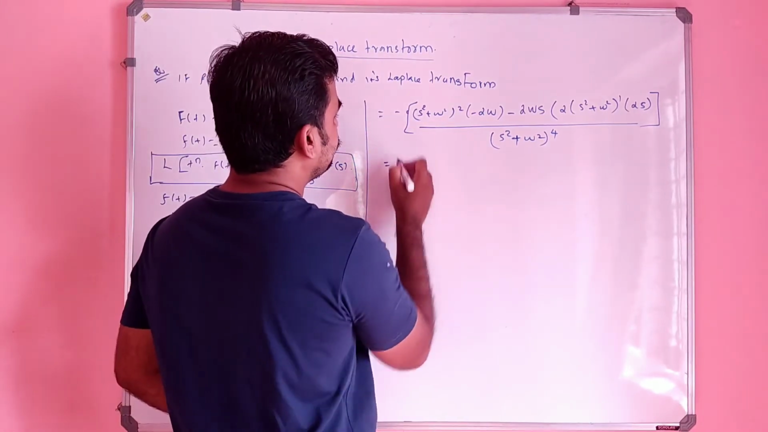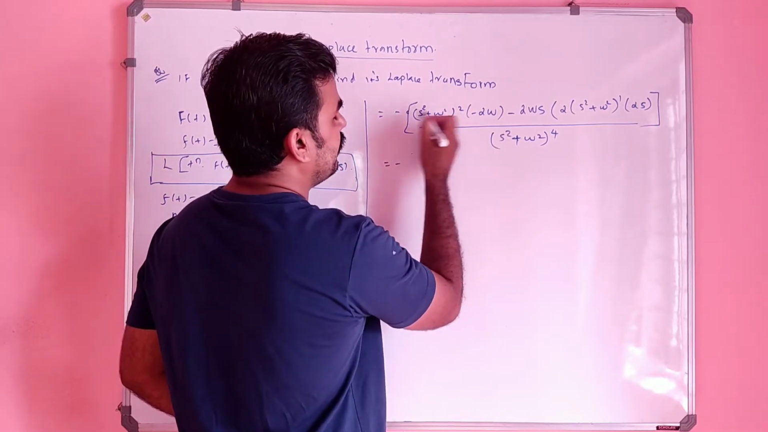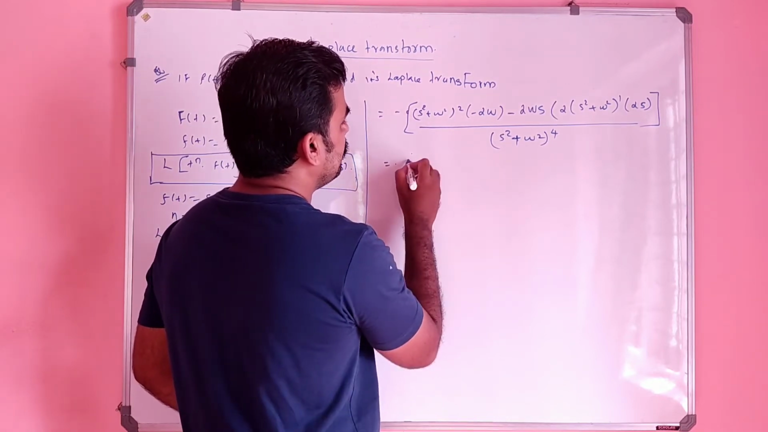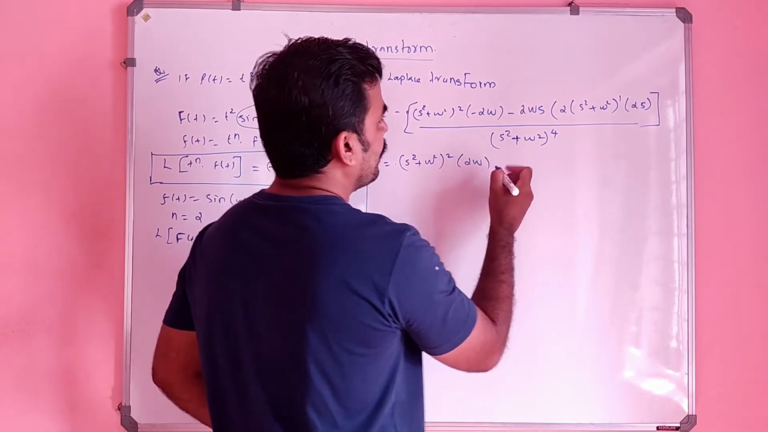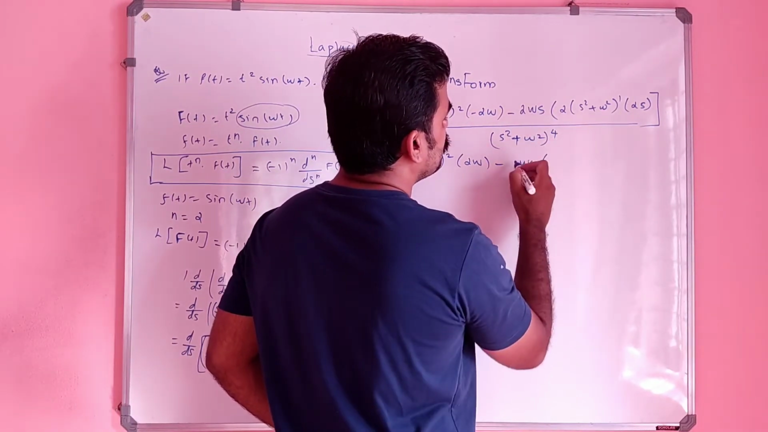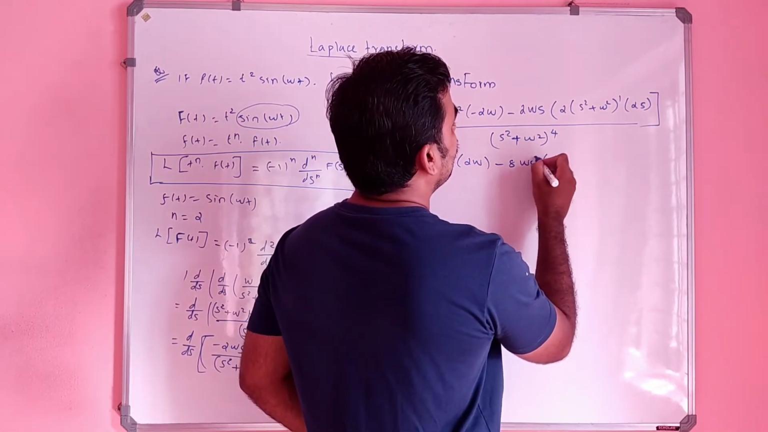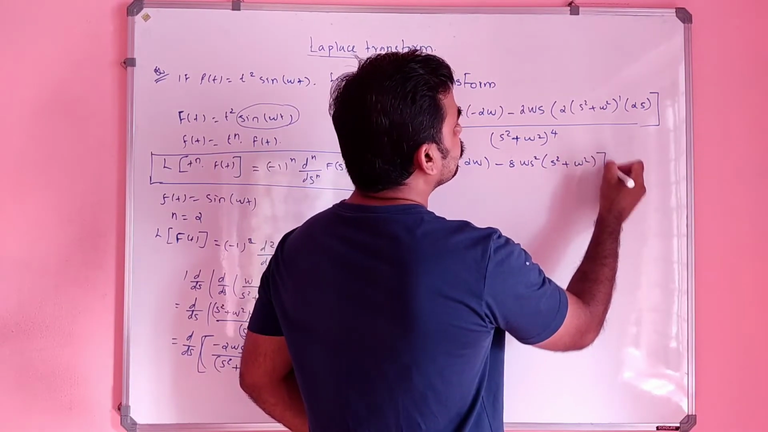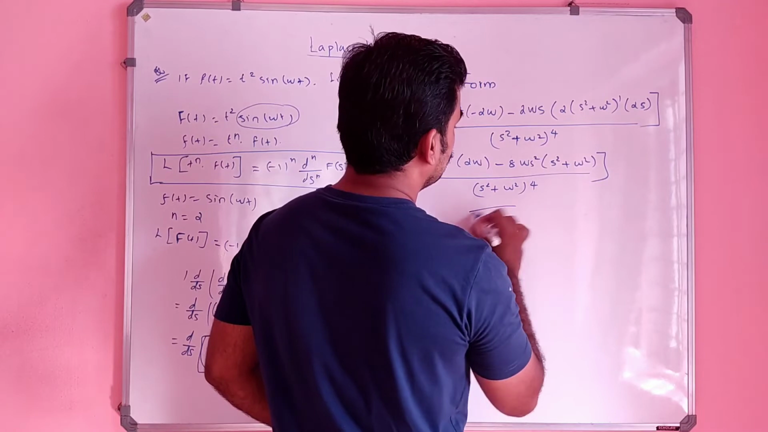Again this minus can be taken outside, so it will be plus, cancelled, so no issues there. So it will be s square plus omega square into 2 omega, minus 2 omega s into, again 2 is there now, so it will be 4 omega s into 2s, it will be 8 omega s square, into s square plus omega square, whole divided by s square plus omega square the whole raised to 4.